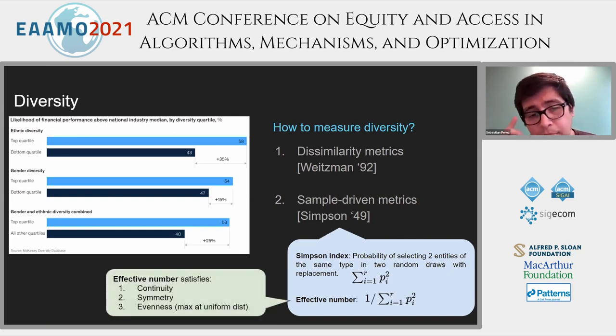As I said before, the effective number satisfies evenness, but it also satisfies other properties that are desirable when people study diversity, such as continuity and also symmetry. In this talk, I'll refer to the effective number just simply as diversity. So as I said before, diversity is maximized when evenness holds.